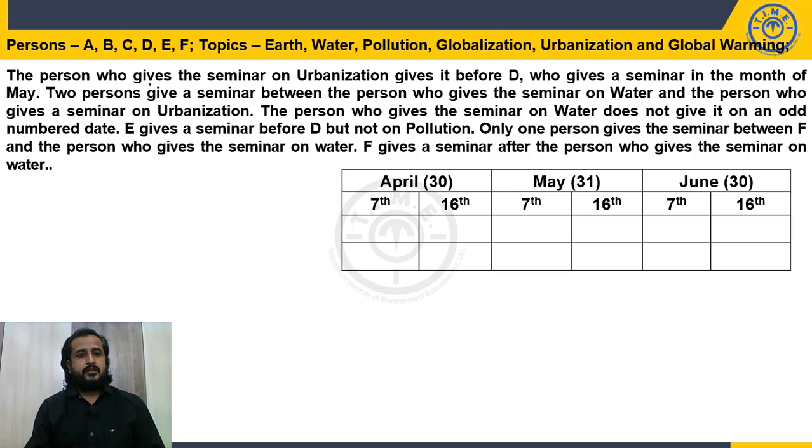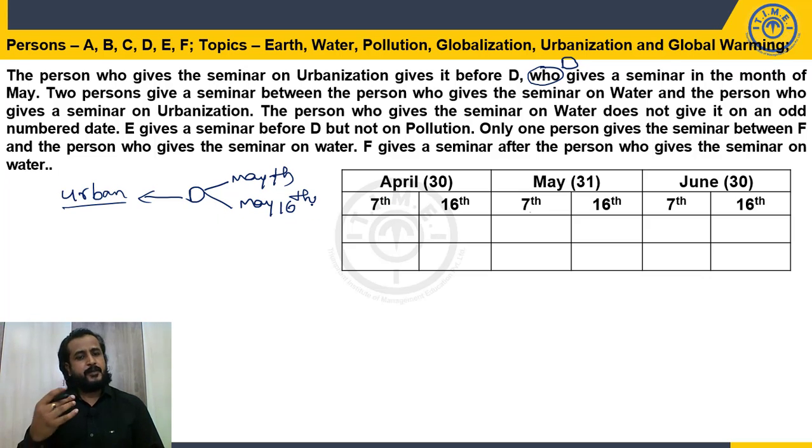What is the first clue given? The person who gives a seminar on urbanization gives it before D. So urbanization, I will write in the short form, urban, gives before D. Have they given immediately before like that? No, it is not mentioned. It is just mentioned before D. So anywhere before D in the arrangement, urbanization should come. D gives a seminar in the month of May. But in the month of May, we have 7th as well as 16th. So D may be May 7th or May 16th. So with respect to D, we have 2 possibilities. But before D, urbanization means so many possibilities: April 7th or 16th, May 7th also in the case where D is May 16th. Don't go for that many possibilities. Add some more points.